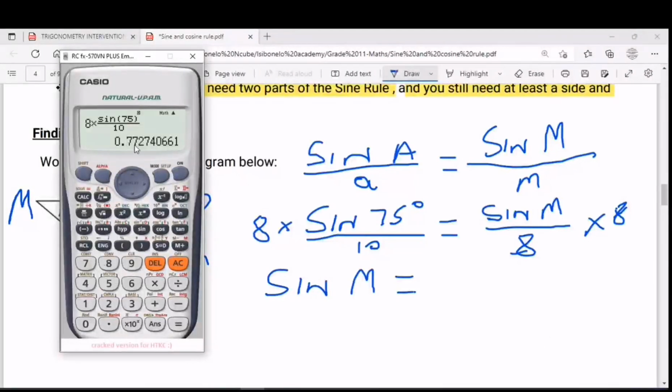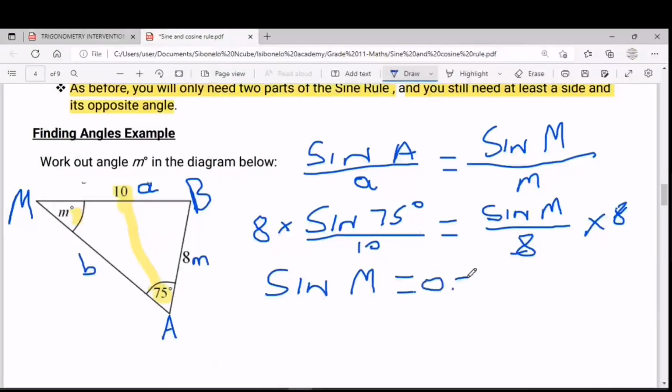So we only round off the final answer. Because this is not yet the final answer, we keep these digits as they are. It's 0,7727 40661. So now we want M.